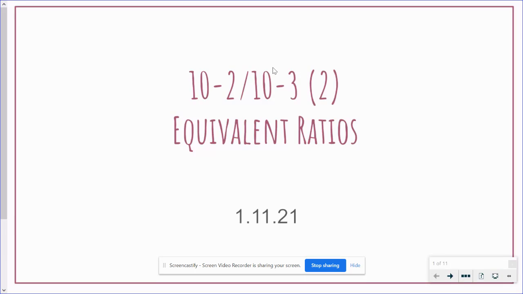In this video, we are going to continue our discussion with equivalent ratios. So we're going to be looking at if two ratios are equivalent and using them to solve problems.